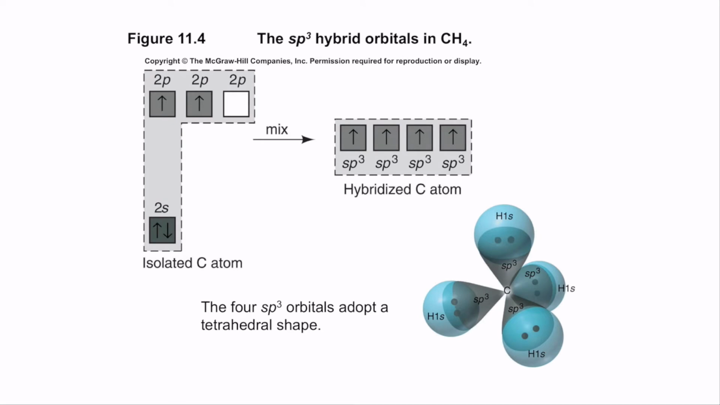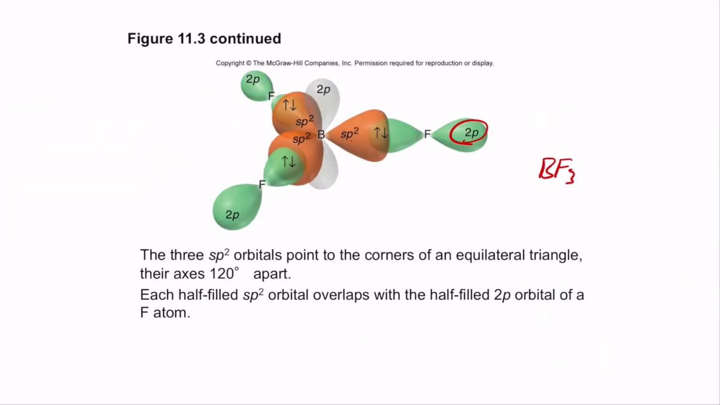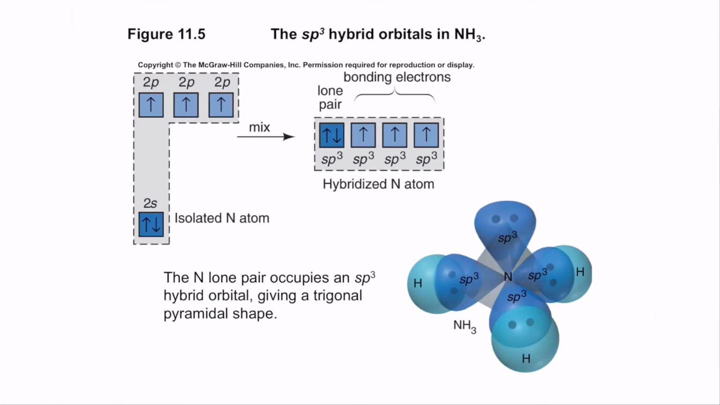Next, we have sp3 hybrid orbitals, where you have one s orbital and three p orbitals combining together, creating four sp3 hybrid orbitals. This is an example of a hybridized carbon atom. Each of these sp3 orbitals will bond with the 1s orbital on hydrogen and create the structure of methane, CH4. And this results in a tetrahedral shape, which is the common structure shape that you generally see.